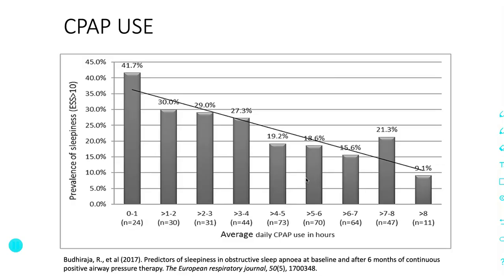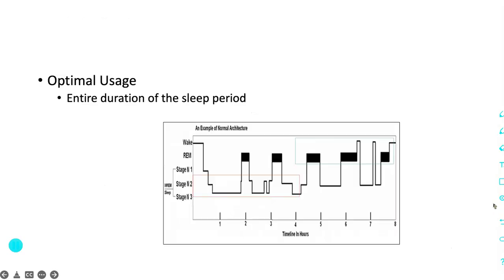Bodhiraja in 2017 published a clinical trial in the European Respiratory Journal which shows us the clear dose-response relationship over the use of CPAP in sleepiness, predictors of sleepiness done after 6 months of continuous CPAP usage. And we can see that as the number of CPAP hours of usage increases, the level of sleepiness decreases dramatically.